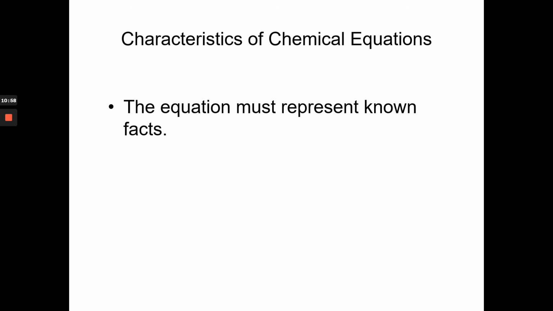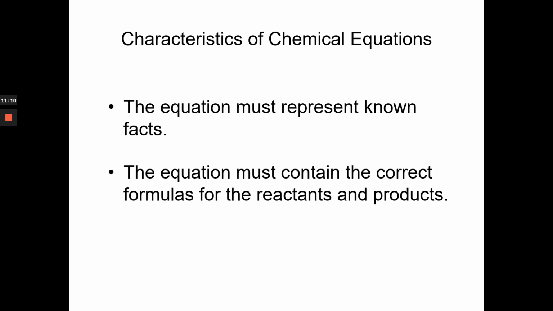The chemical equation must represent known facts. In other words, when you write a chemical symbol, it has to be the proper symbol and the proper formula. So the equation has to have the correct formula of reactants and products. So if you write water, it has to be H2O.